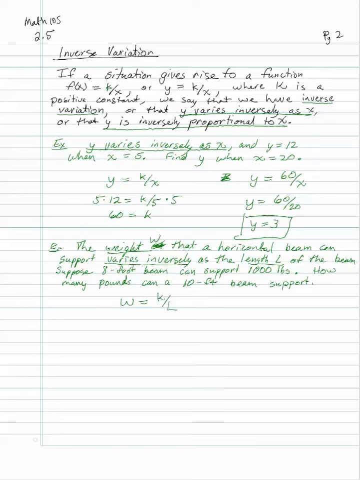Now again, the two steps, we're going to put in the weight. We support 1,000 pounds with an 8-foot beam. So we're going to multiply both sides by 8. So basically k is going to be 8,000 for this thickness of beam. So plug in k, 8,000. And now we want to know, if we had a 10-foot beam, how much weight can we support with 10 feet? So you just plug that in, and it looks like 800 pounds.